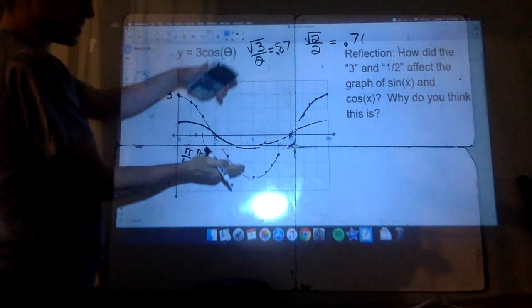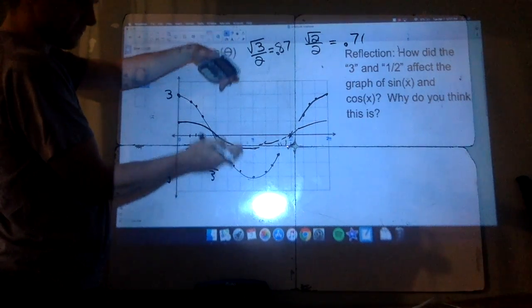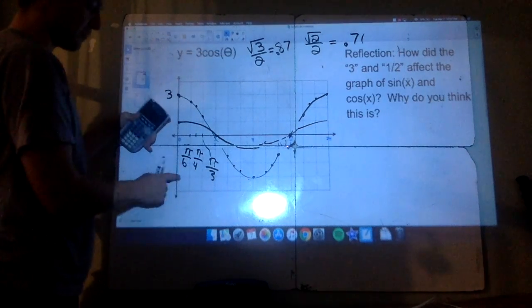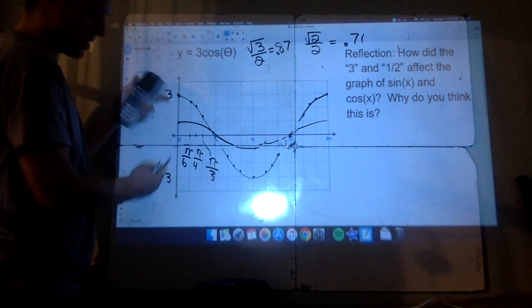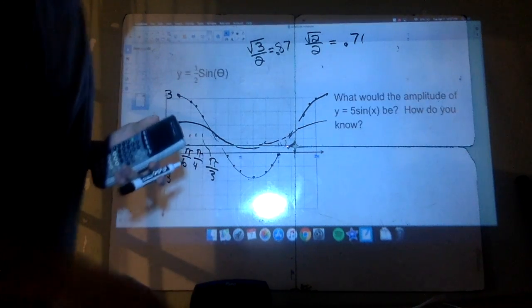So what we call it, we stretched it vertically. It was a vertical stretch. You took this and you pulled it apart. So instead of from 1 to -1, it went from 3 to -3. So let's see if that holds true with sine of x.